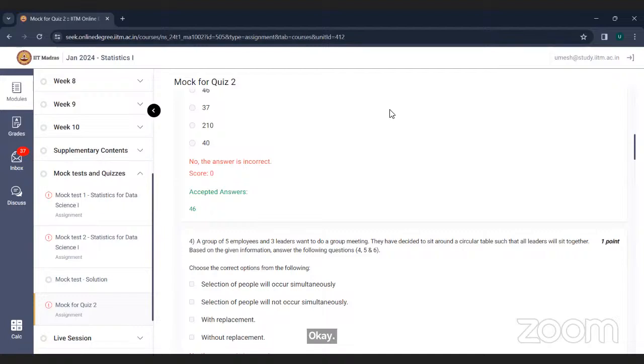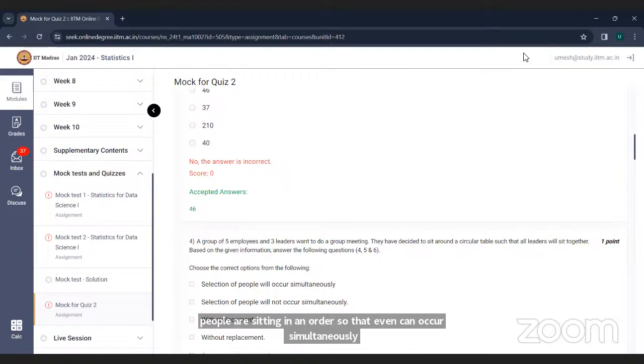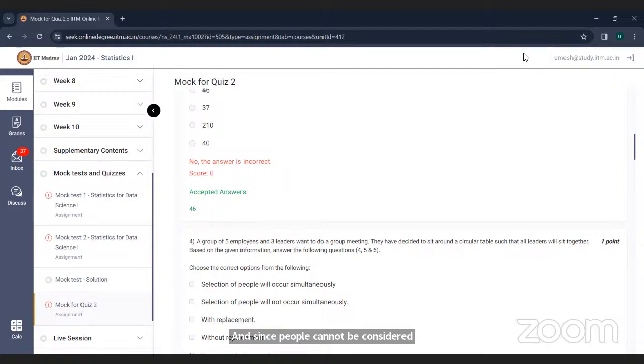Why? Because they have not given any conditions that only if this occurs, only then the second event will occur or will not occur. People are sitting in an order, so the events can occur simultaneously. And since people cannot be considered as objects, this is without replacement. A person can sit in only one place; we cannot make the same person sit in so many other places. Any other argument?